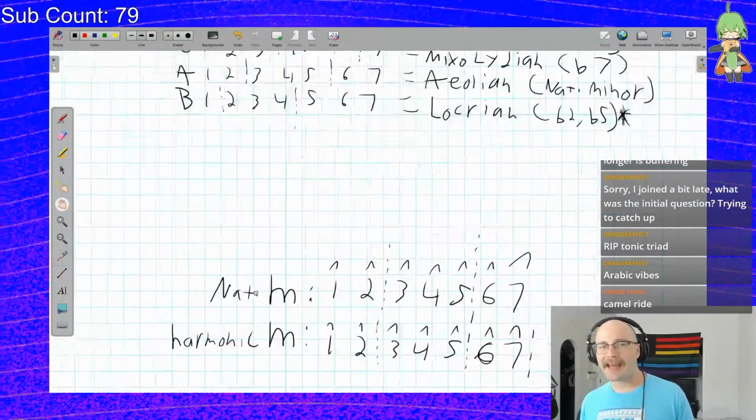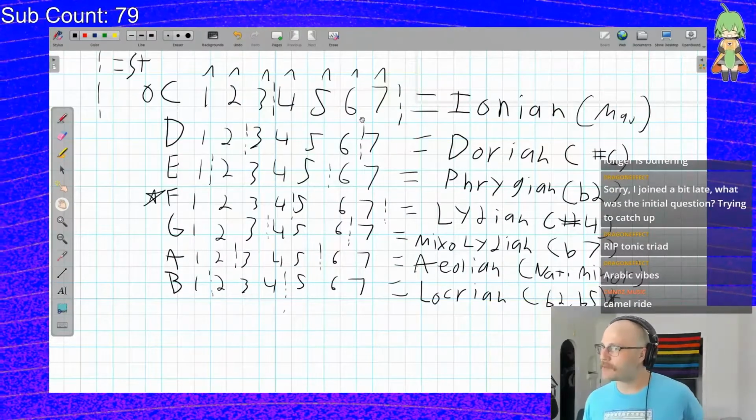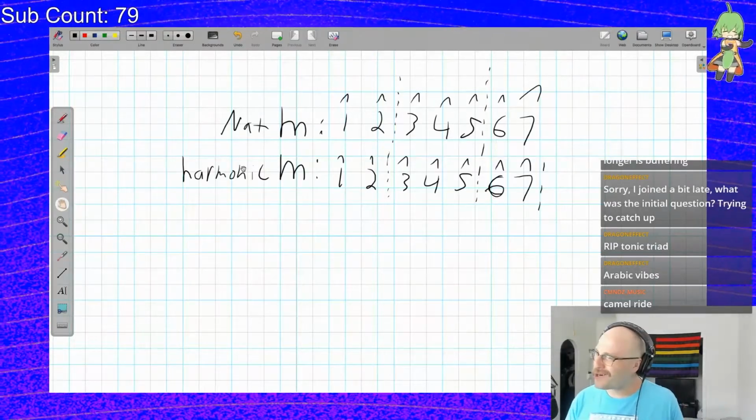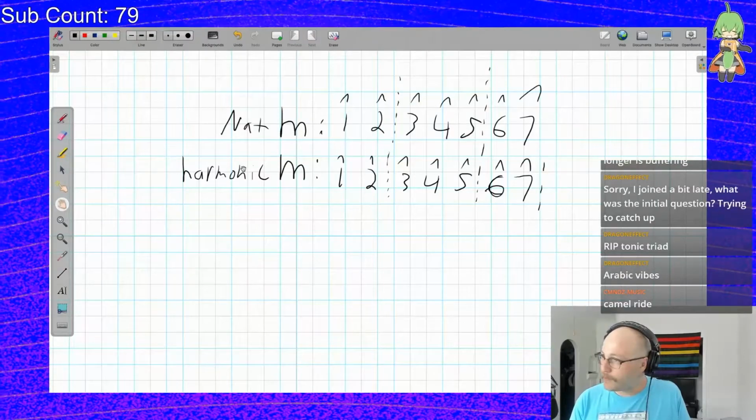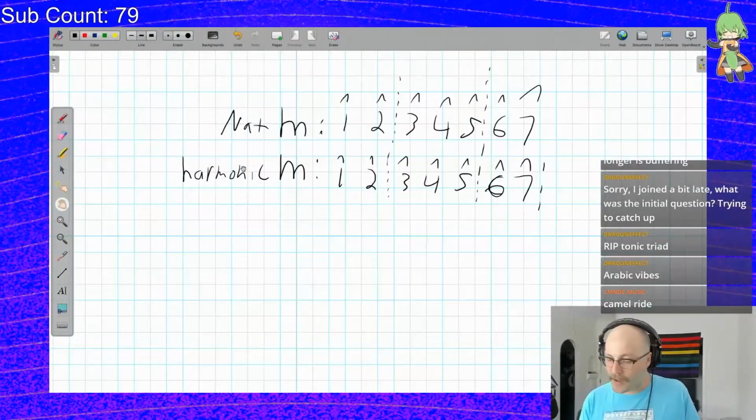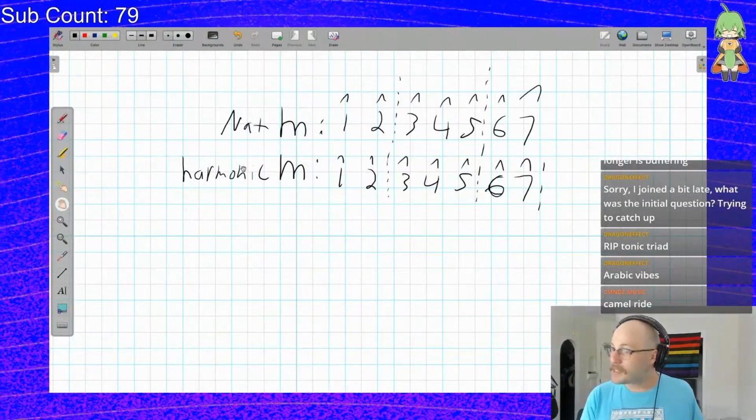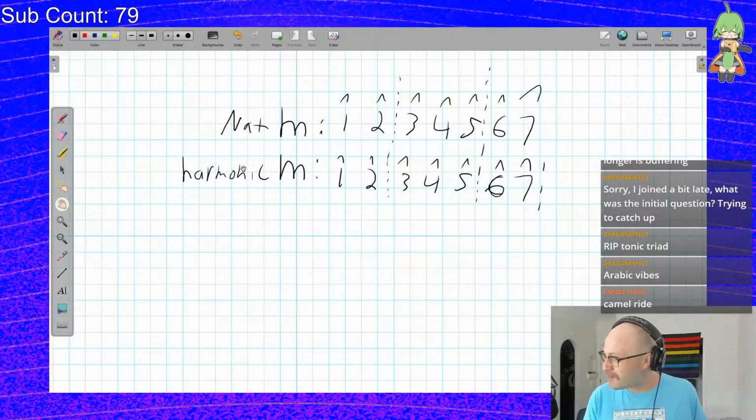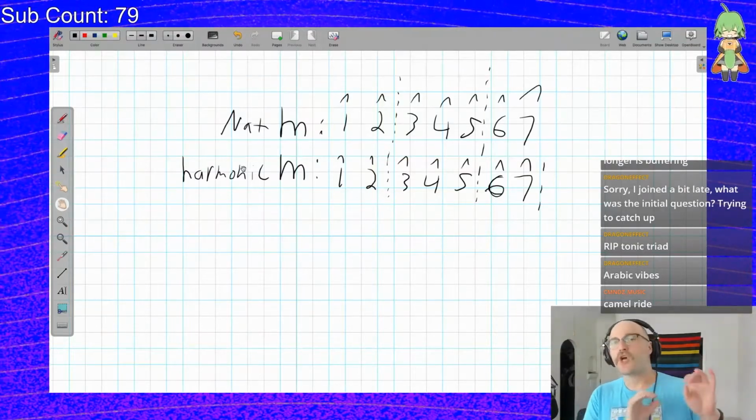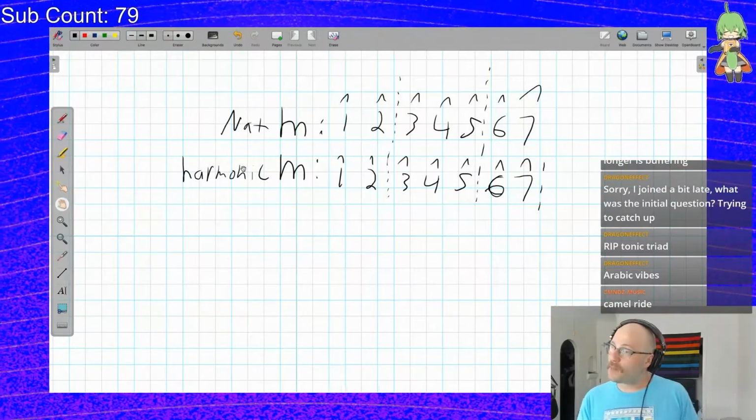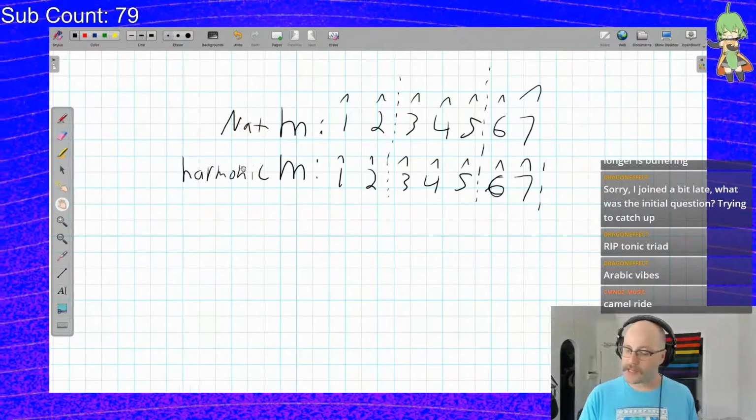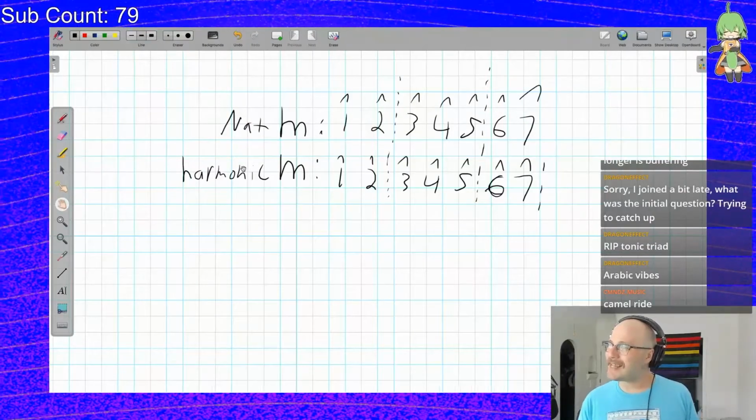You can define any scale by its half steps and by its seconds. Harmonic minor is actually a bit harder to sing because it has that bum bum bum bum bum. If you're just singing bum bum bum bum, that sounds fine because that's just a minor third. But in sequence, at least back in the day, it was much harder to sing. So they borrowed another note from the major scale, Ionian, and they added in the raised sixth scale degree.